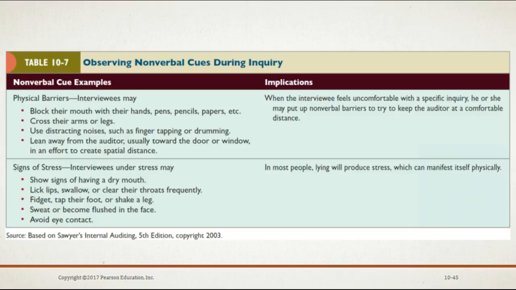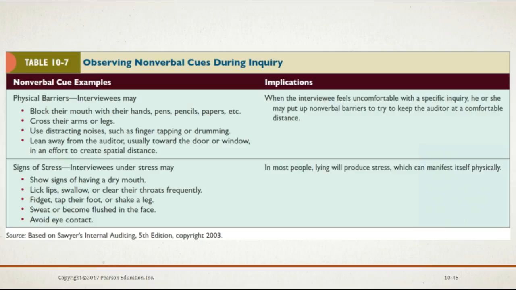Table 10-7 outlines nonverbal cues that the auditor must observe during an inquiry. Expert investigators note that subjects who are uncomfortable providing a response to an inquiry often exhibit many of the nonverbal behaviors shown in this table. Of course, do keep in mind, not everyone who exhibits these behaviors is uncomfortable responding to the auditor's inquiry. The key is to identify when the individual's behavior begins to change from his or her normal behavior.